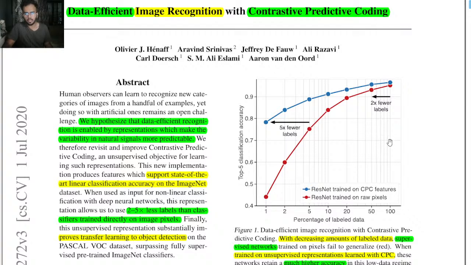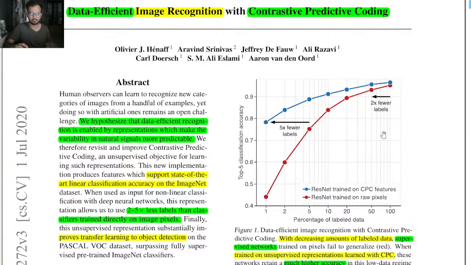And as you can already see, CPC is outperforming the supervised baseline at any point on the x-axis. So a few interesting points here: we'll see exactly how these models were trained, but with 100% of the labeled data, you get better performance with CPC image features than with raw pixels.